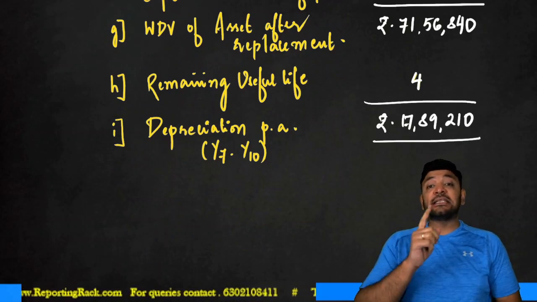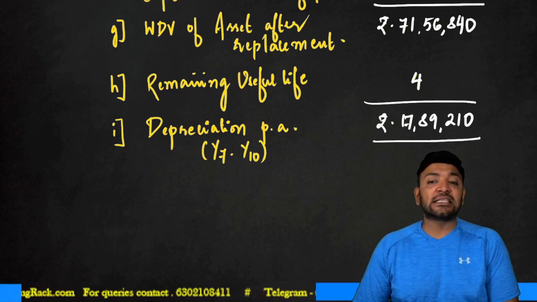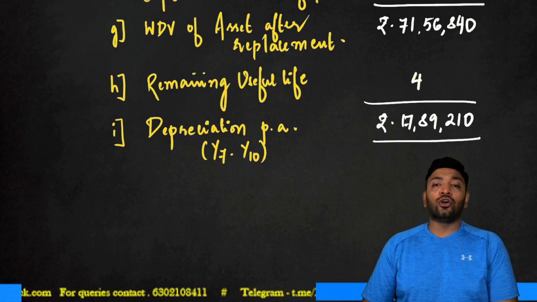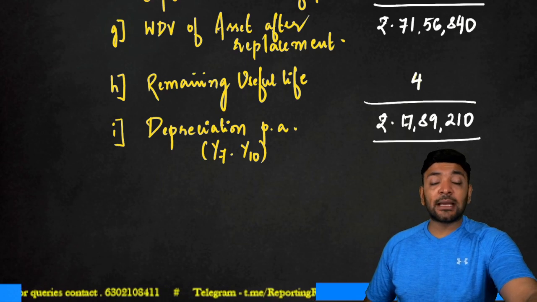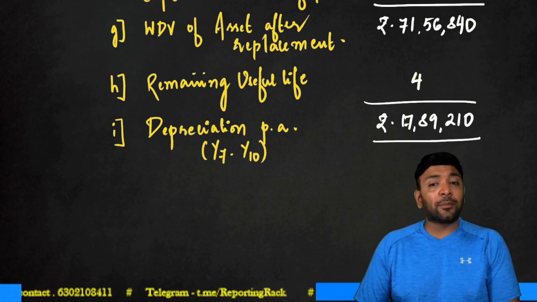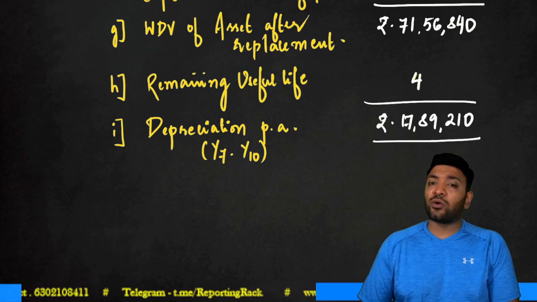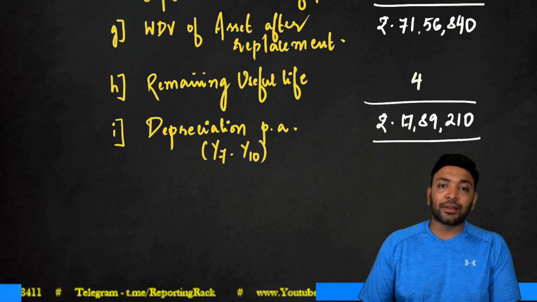71,56,840. 6 years are done, another 4 years are left. Therefore, the depreciation is 17,89,210. Clear? So this is our concept as far as our replacement is concerned, and this happens to be one of the very, very important questions which has already been tested as far as your exam is concerned. Clear?